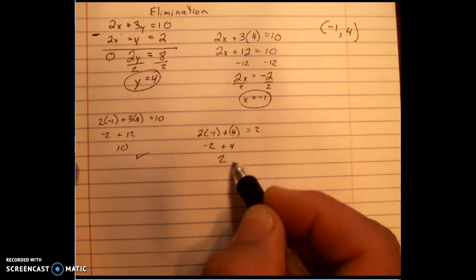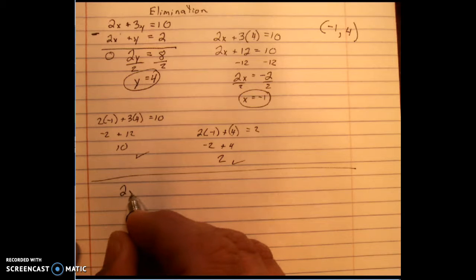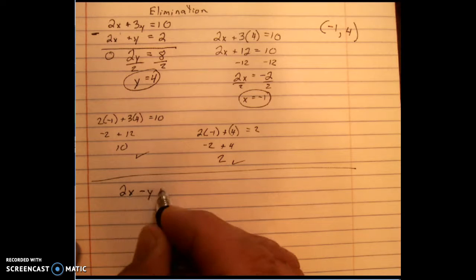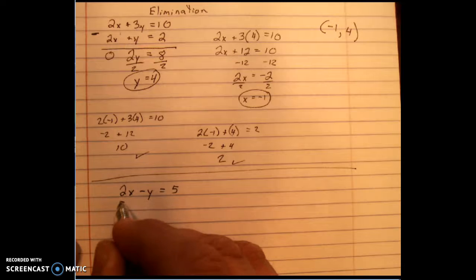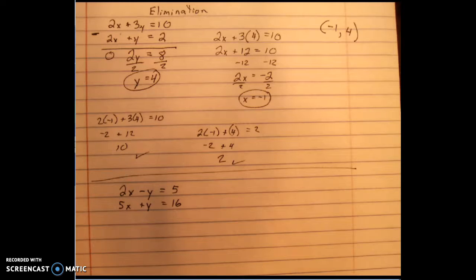Now, you try one. Here are your two equations. 2x minus y equals 5. 5x plus y equals 16. Decide if you're going to add or subtract, and then actually do this. Pause the video, solve the problem, then see how you did. Hopefully, you have your solution.